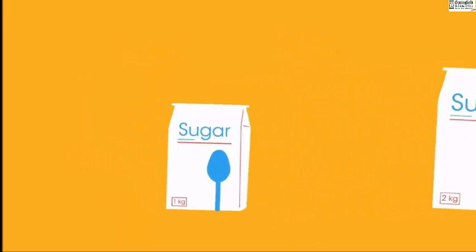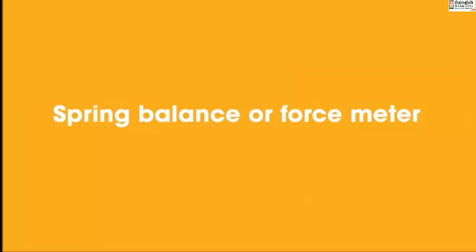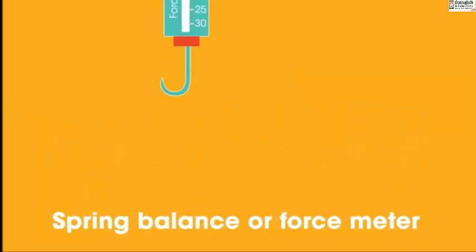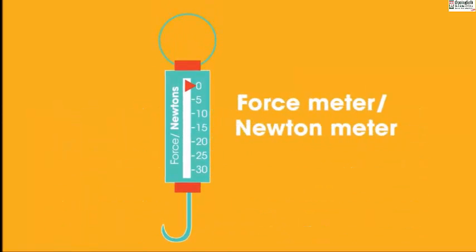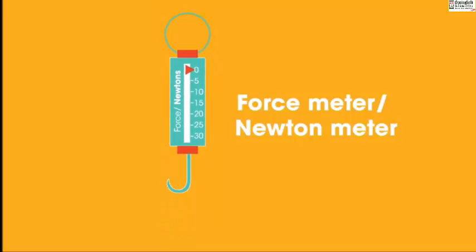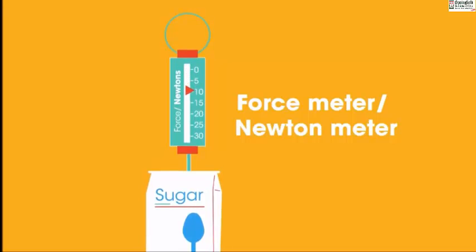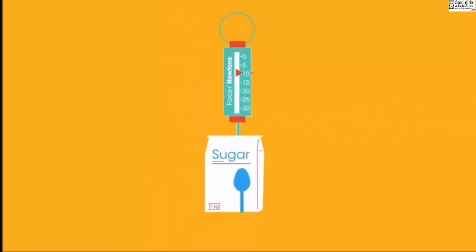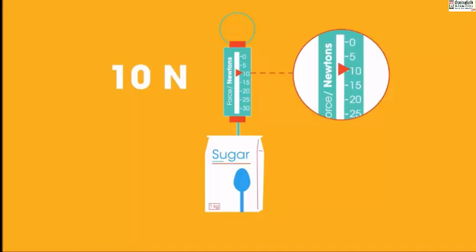To measure the weight, we need a spring balance or force meter. This is a force meter, or a Newton meter. It shows the weight of something hung from it. Let's add the bag of sugar. It shows the weight is almost 10 newtons.